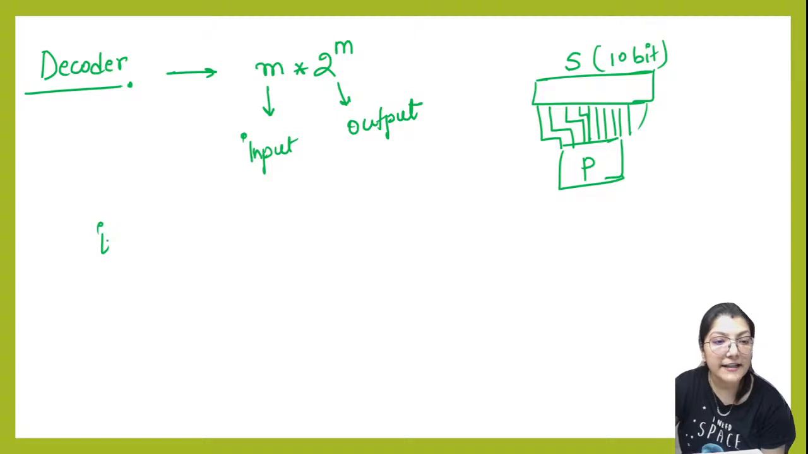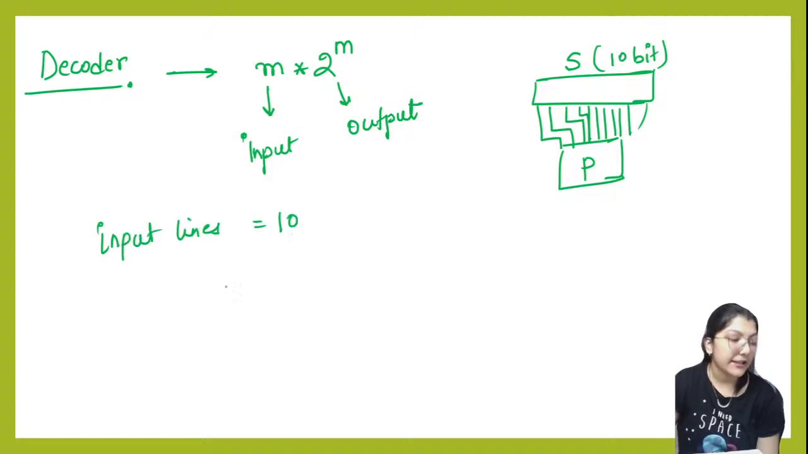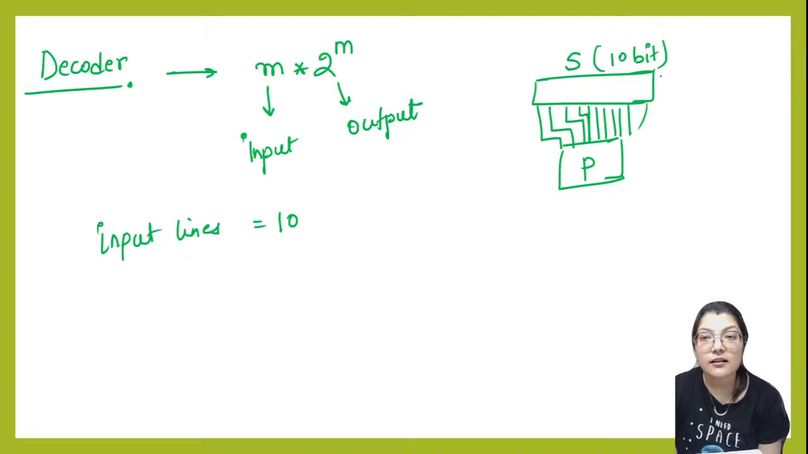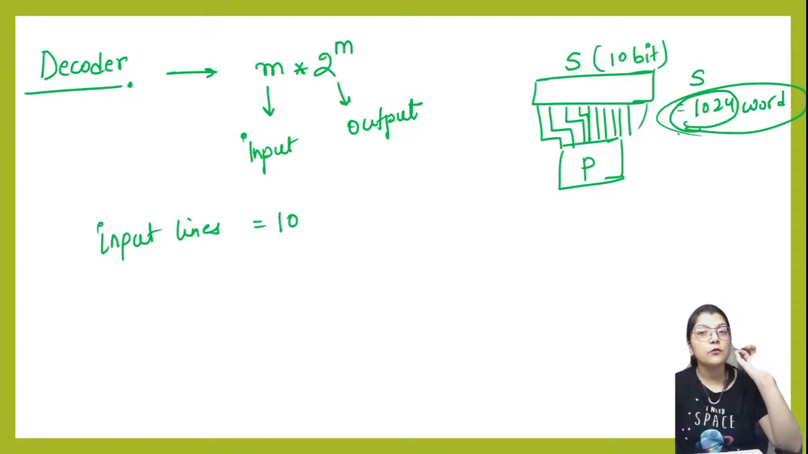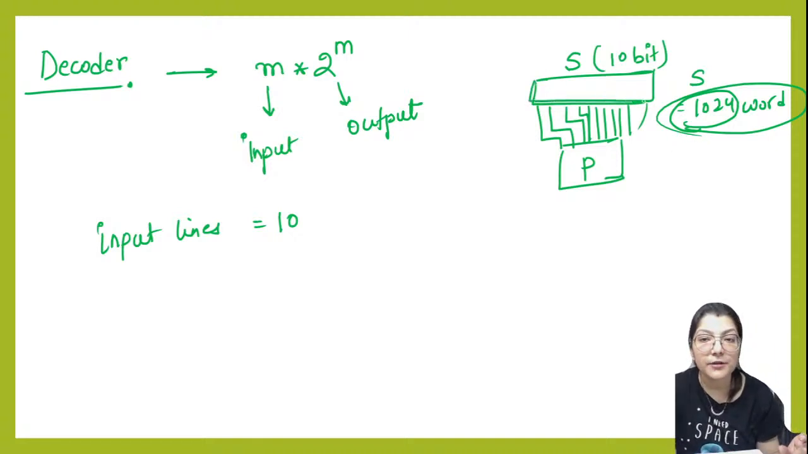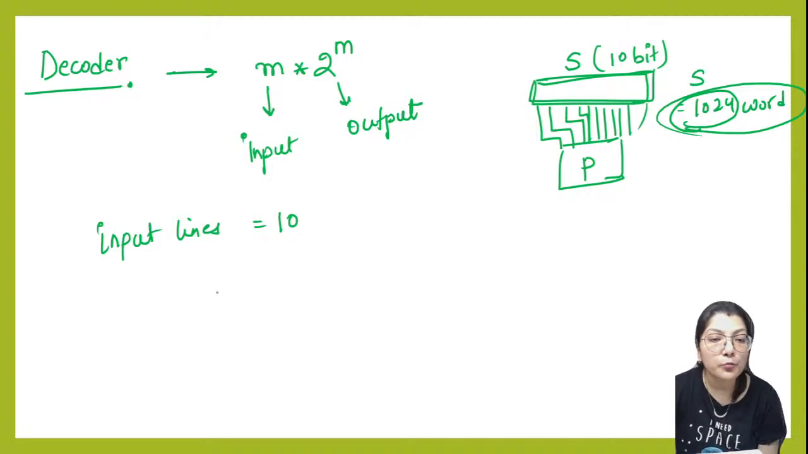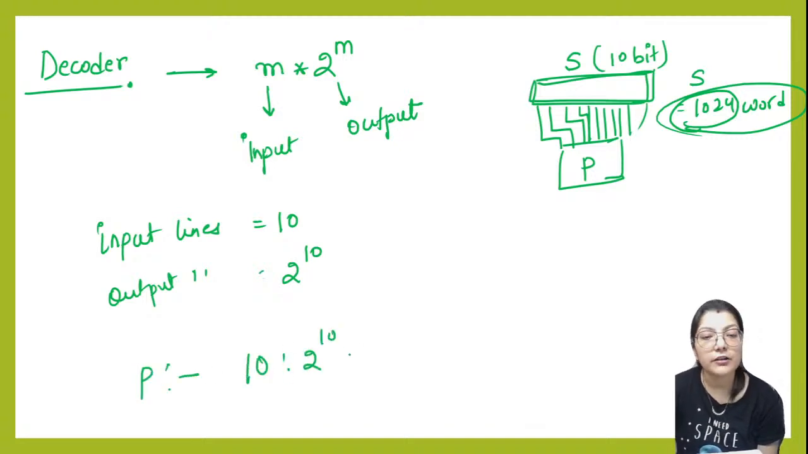So how many input lines for P? 10 input lines, right? And they are saying that s is 1024 words, meaning s is a memory segment having 1024 words, and from 1024 you have to select one word, that is, you have to select this particular address. So how many output lines? Output lines are 2 raised to power 10. So your P is basically a 10 into 2 raised to power 10 decoder.